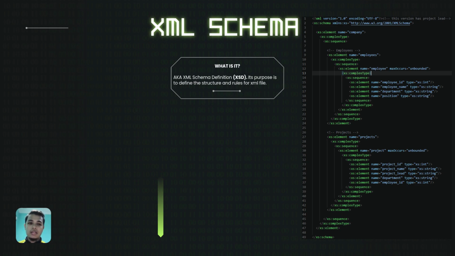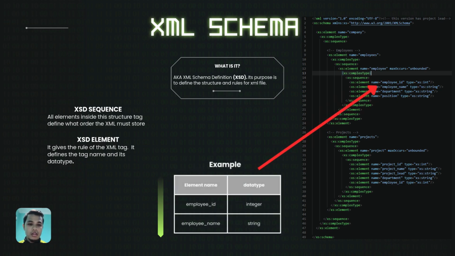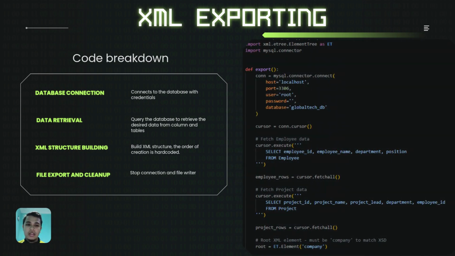XML schema or XSD is used to define the structure or rules for the XML file. So in an XML schema, we have the XSD sequence and element. The sequence will determine the element ordering, and then the XSD element will give the rule for the tag name and the data type. For example, we have the first element with tag name employee ID, and its data type is integer. To use the XSD, we will do an XML exporting simulation by using the Python script on the right.